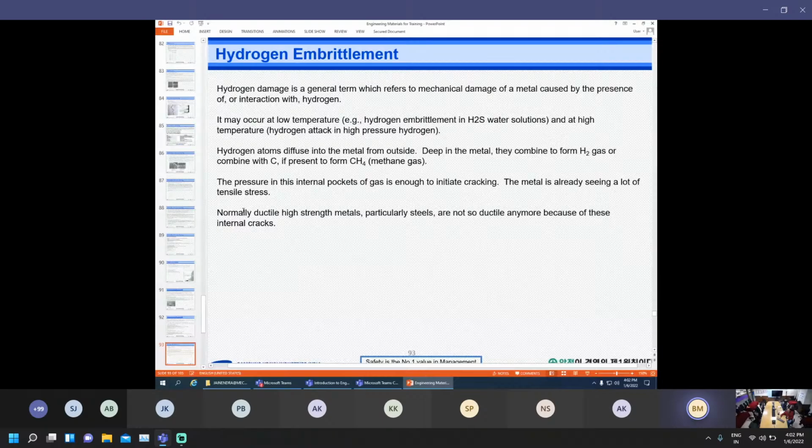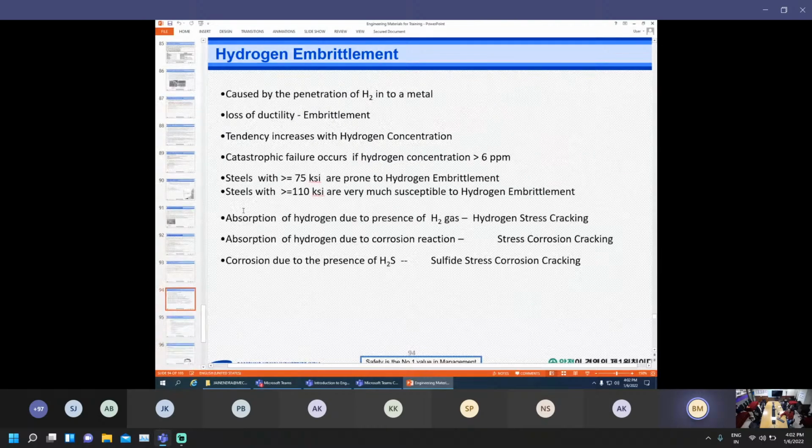Another term is hydrogen embrittlement. It is basically a mechanical damage of a material caused by the presence of hydrogen. This is how hydrogen embrittlement works. It loses ductility, which means brittleness will be increased, and hardness will be more. So the material will be embrittled. That is called hydrogen embrittlement.